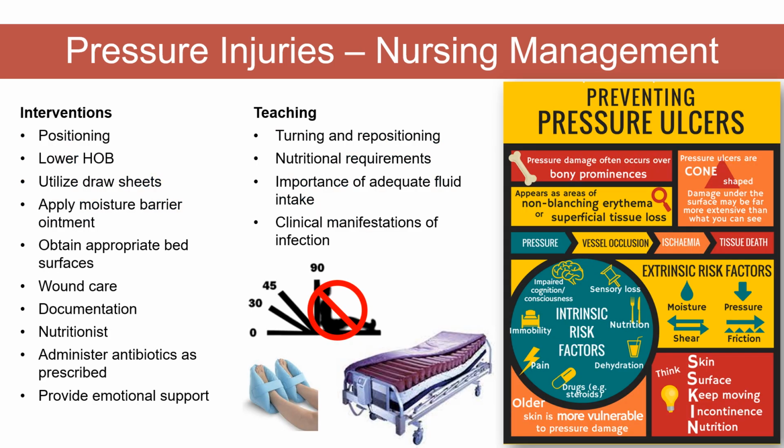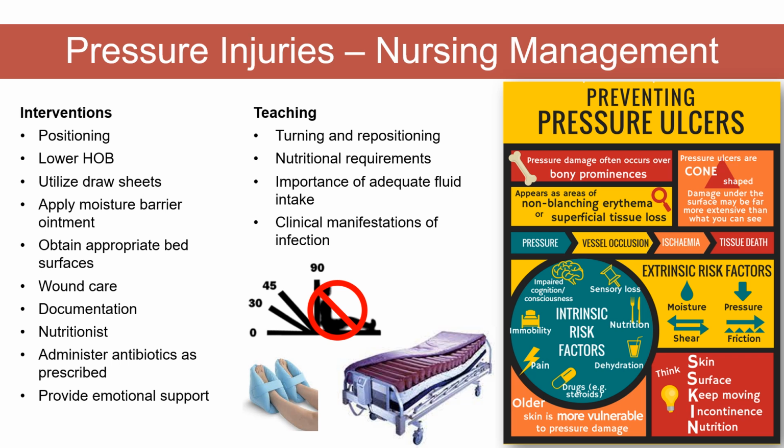So some more interventions for pressure injuries. The number one is repositioning. This is in the hospital and also teaching the family members and the patient of how important it is to reposition the patient every 2 hours. We want to keep the head of the bed lower, in semi-Fowler's. When the patient is sitting upright, that puts a lot of pressure on their coccyx.